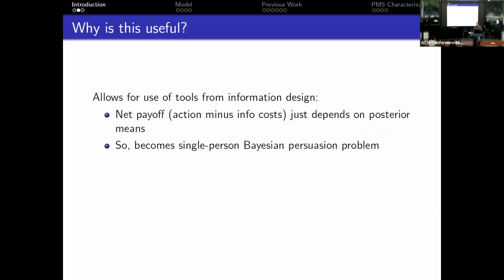Now, why is this useful? Well, we have well-developed information design techniques to analyze situations where the utilities depend just on posterior means, and we're optimizing distributions with respect to this objective function. So the net payoff in cases where we just care about posterior means and costs are posterior mean separable will just depend on posterior means. There'll be a measurable function of posterior means. And as a result, the information acquisition choice by the agent will be a single player Bayesian persuasion problem.